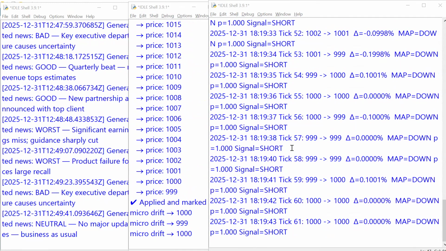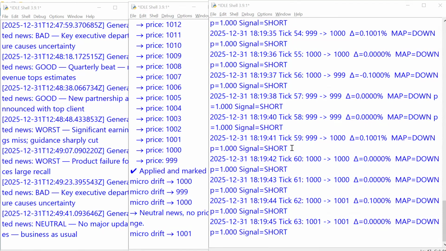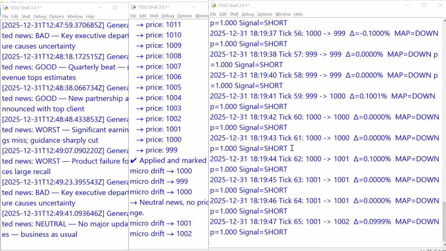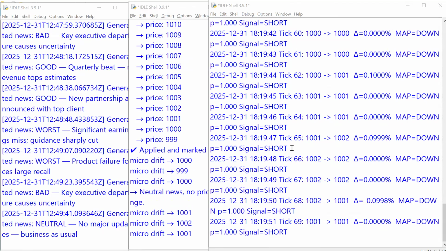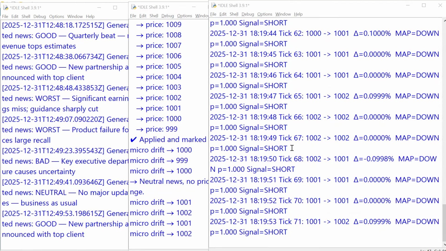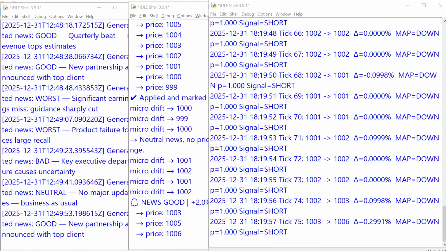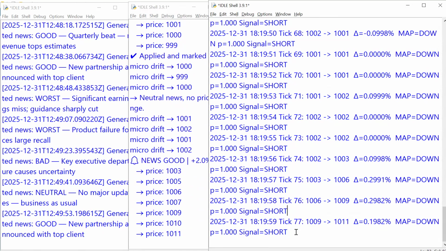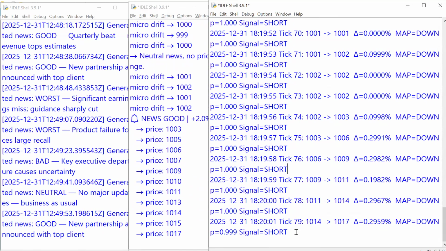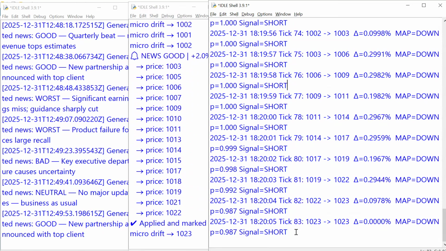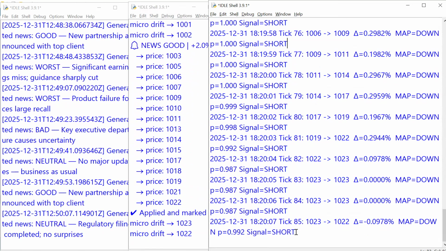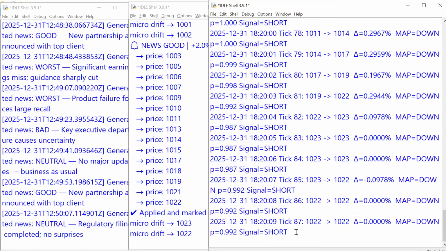Neutral news has come. The price is still making small movements, but the prediction is still on the downside. Good news has come. Let's see, the price is moving up, so let's see how it's predicting. The price moves up, but it's not predicted yet because it is still in a short position.